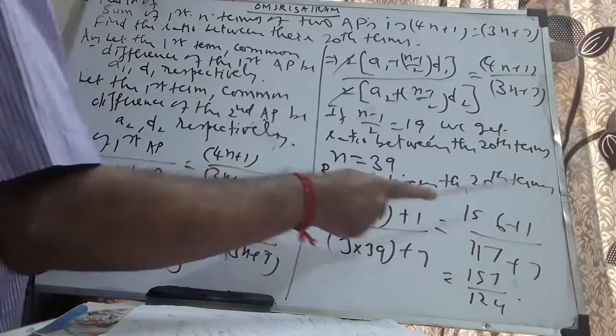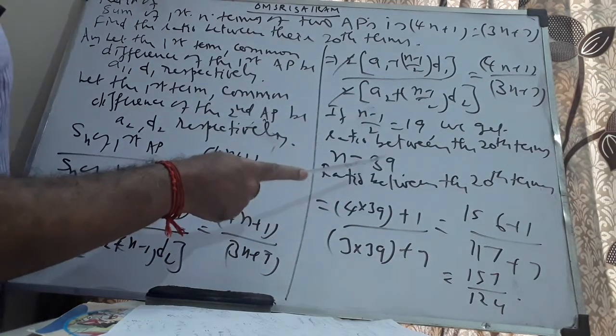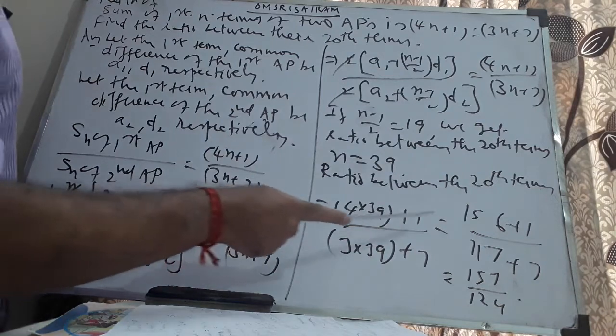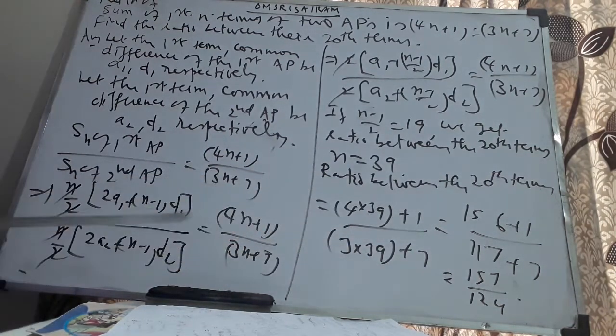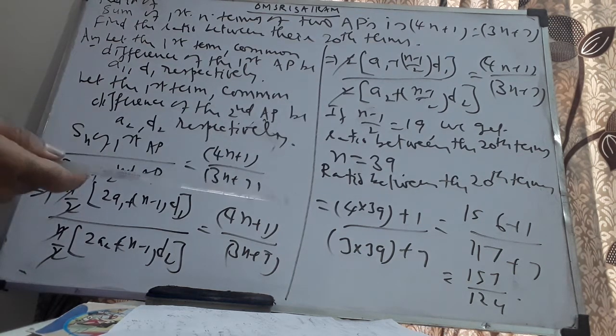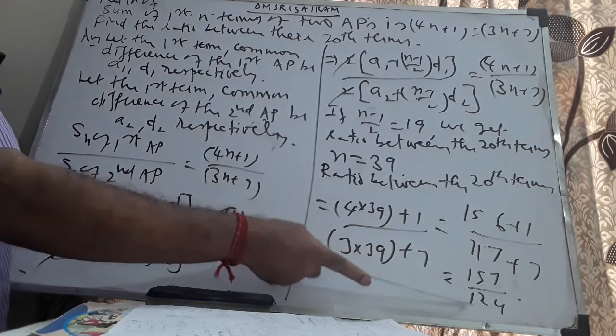So, the ratio between the 20th terms. Now, for (4n plus 1) by (3n plus 7), replace n by 39. 4 into 39 plus 1 by 3 into 39 plus 7. 4 9s are 36, plus 3 is 15, so 157 is the numerator. 3 9s are 27, plus 9 is 117, plus 7 is 124. Now, the required ratio will be 157 by 124.